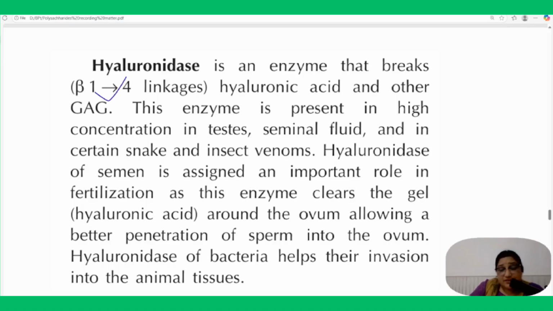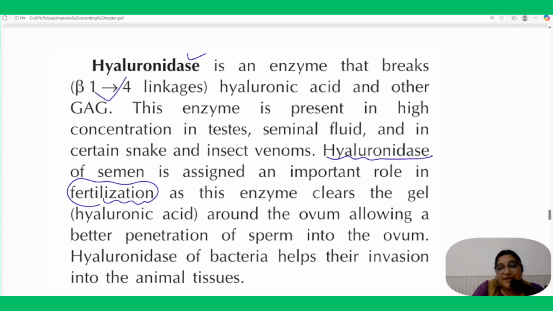So this enzyme is present in high concentration in the testes, in the seminal fluid, and in certain insects, in the venom of the insects. Okay, so when we talk about the enzyme hyaluronidase, it has an important role in fertilization. Okay, because this hyaluronidase is going to clear the gel around the ova and helps in better penetration of the sperm into the ovum.